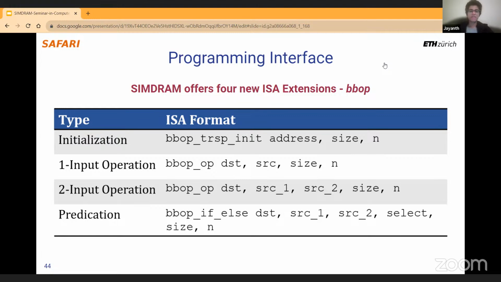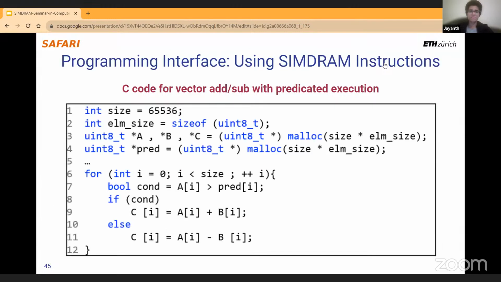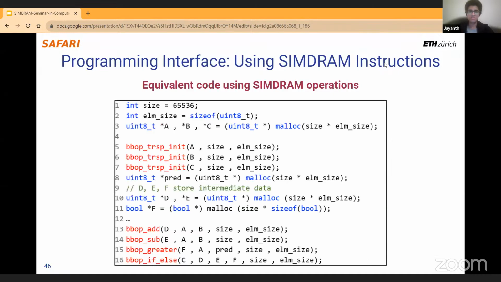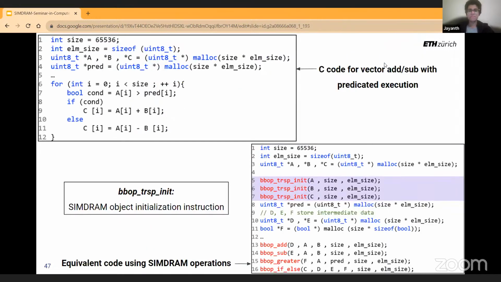And then we have predication instructions. These are used to implement the conditional if-else blocks. So to understand this better, let's see a quick example. The C code shown here performs vector addition or subtraction based on some condition. So this is how it would be implemented using SIMDRAM operations. So let's take a closer look.